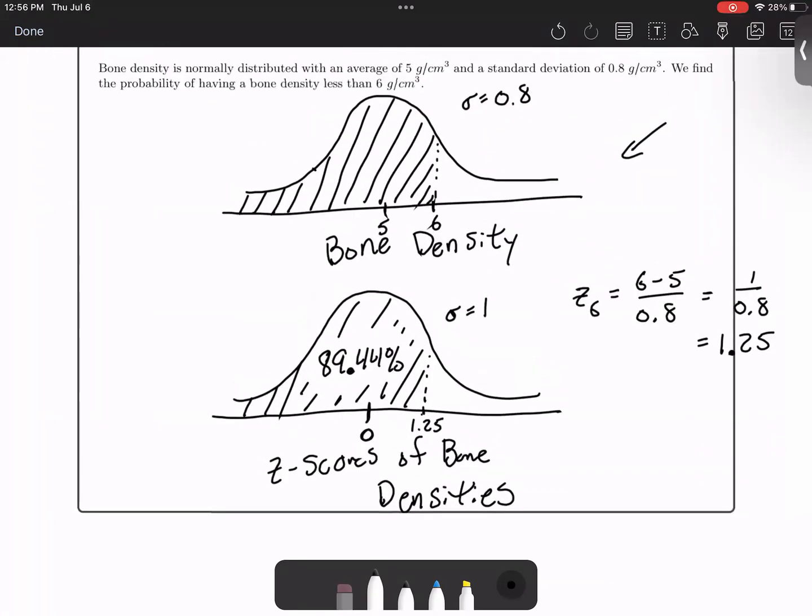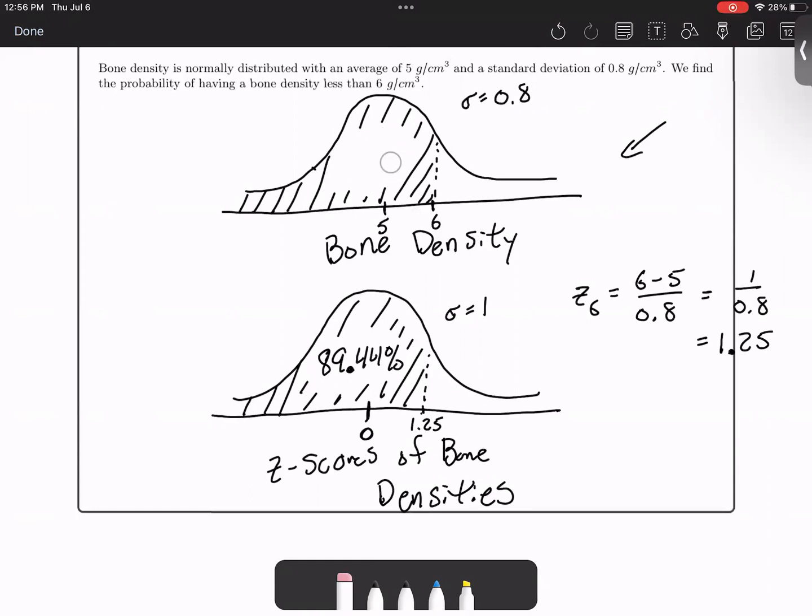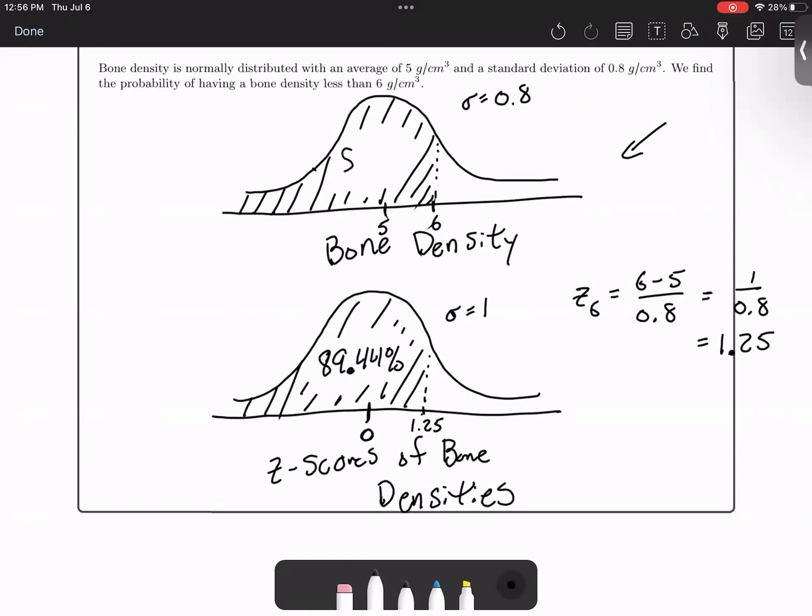So that means this area up here is 89.44%. So 89.44% of people have a bone density less than 6 grams per cubic centimeter.